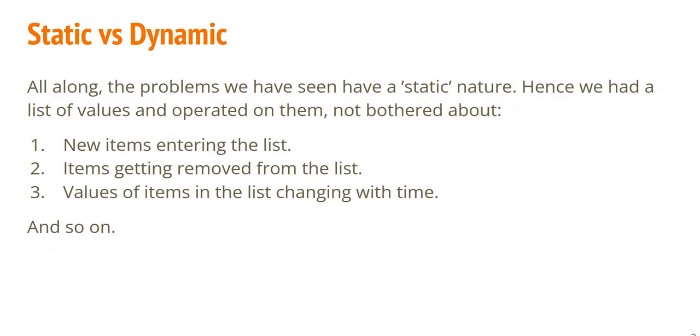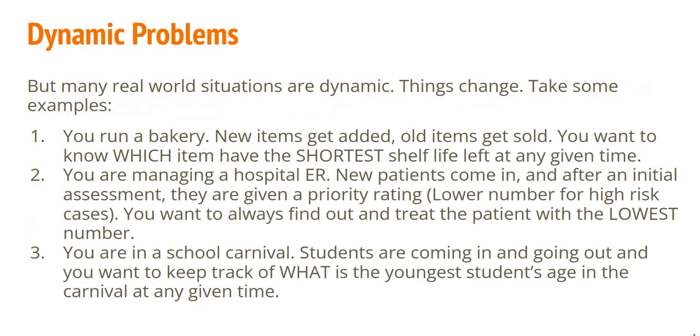However, everything that we have looked at so far is sort of static in nature. What we mean by that is that we have a list of values and we operate on them, but we did not bother about new items entering this list, or some items getting removed from the list, or the values of these items changing with time. Whatever algorithms we worked on, whether it's search or the two-pointer problem, always assumed that the list is available and stays static. However, in many real world problems, in fact, the situation is quite dynamic.